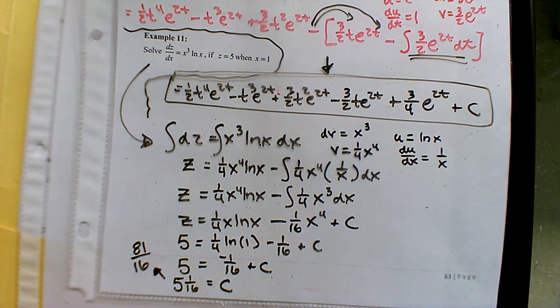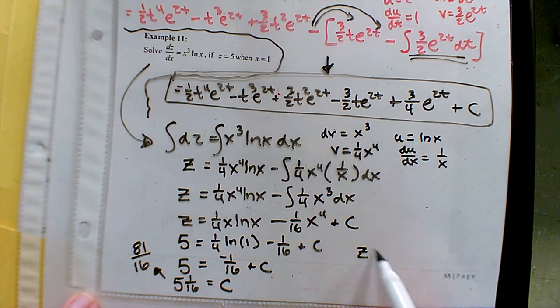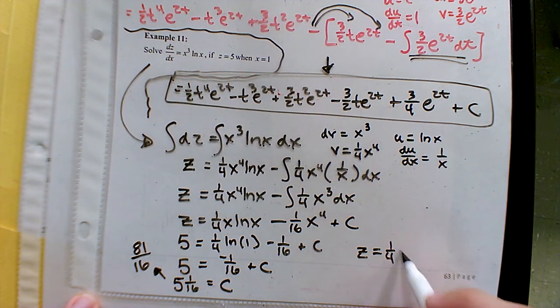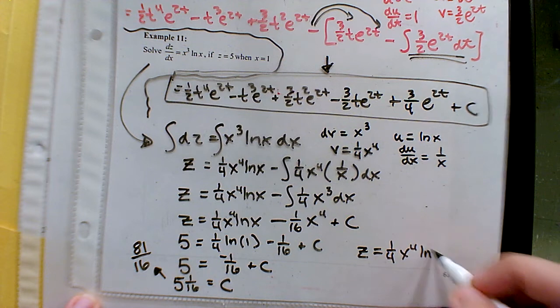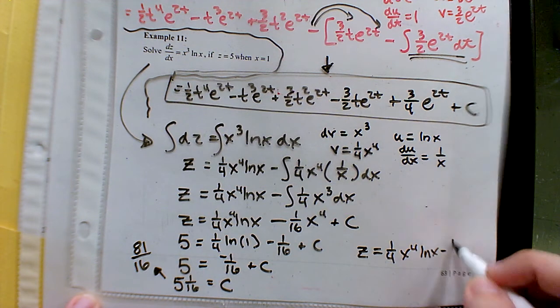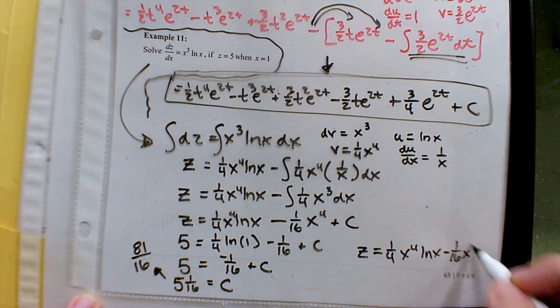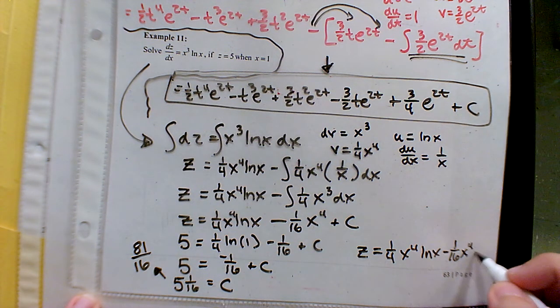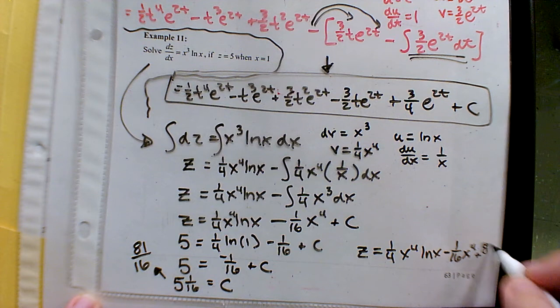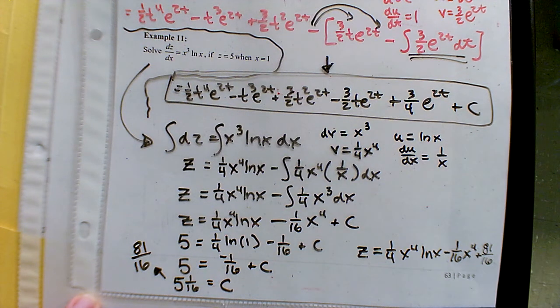Okay. So let's see, our original function for z would be 1/4 x to the 4th natural log of x, minus 1/16 x to the 4th, plus 5 and 1/16, plus 81/16, whatever you want to write.